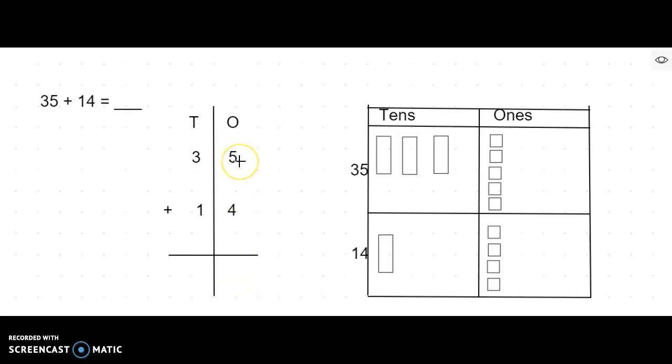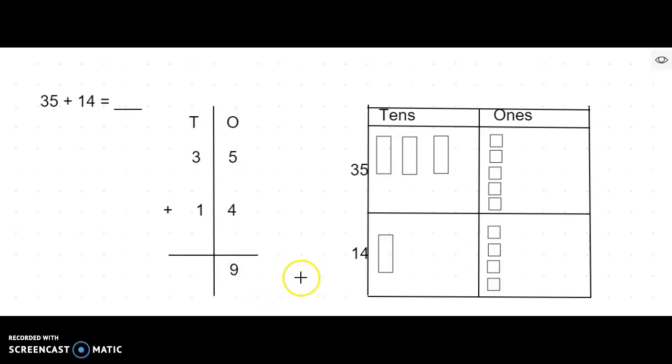So we are adding together 5 ones and 4 ones. What I like to do is use my picture chart first to count them up. So let's add up our 5 ones and our 4 ones and see how many ones we have total. Ready? 1, 2, 3, 4, 5, 6, 7, 8, 9. 5 plus 4 is 9. I have 9 ones total.